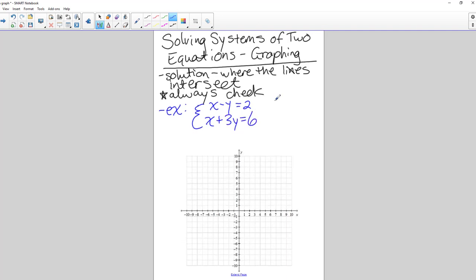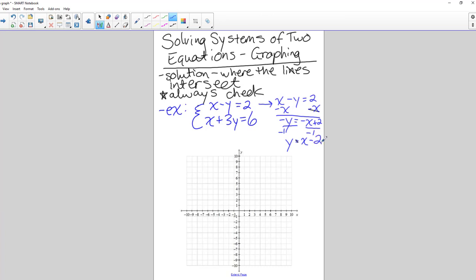So to graph x minus y equals 2, let's do this one with slope-intercept form. So x minus y equals 2. Let me rewrite it with a little more space. So let's move the x to the other side, and then we'll have negative y equals negative x plus 2. Divide both sides by negative 1. So y equals, that'll go to a positive x minus 2.